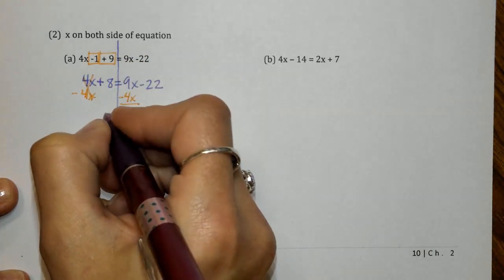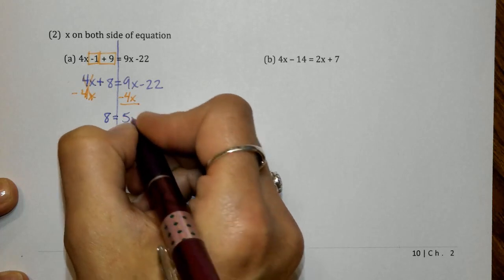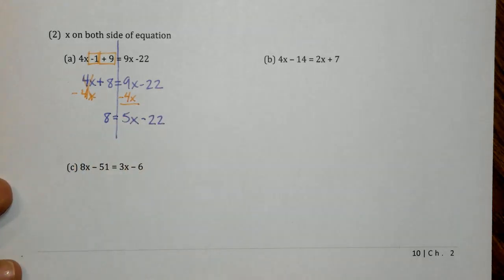Bring down that 8. 9 x's, we take 4 away. We have 5 x's left. And then nothing's happened with the minus 22 yet. Bring it down. One little step at a time. Now we're at where we were in the previous two problems. We have the 8 equals 5x minus 22.